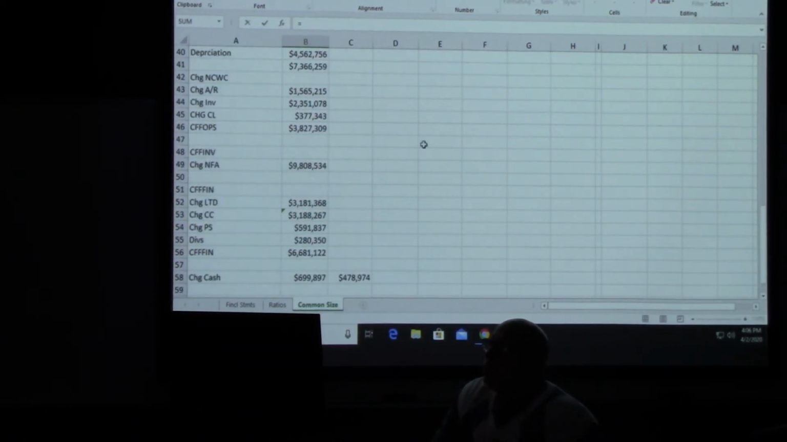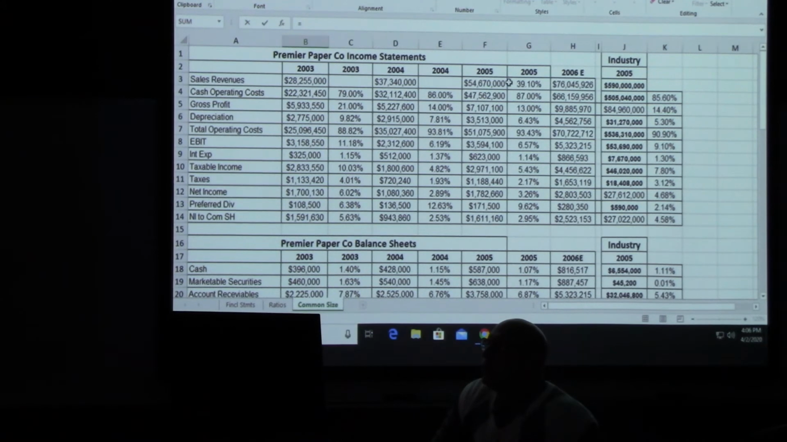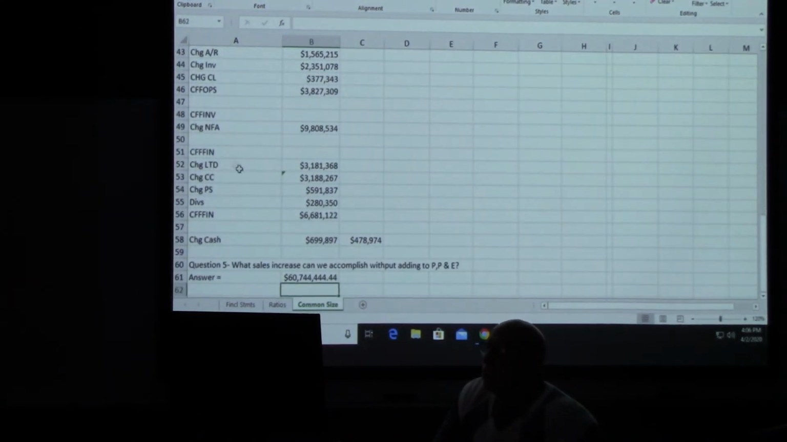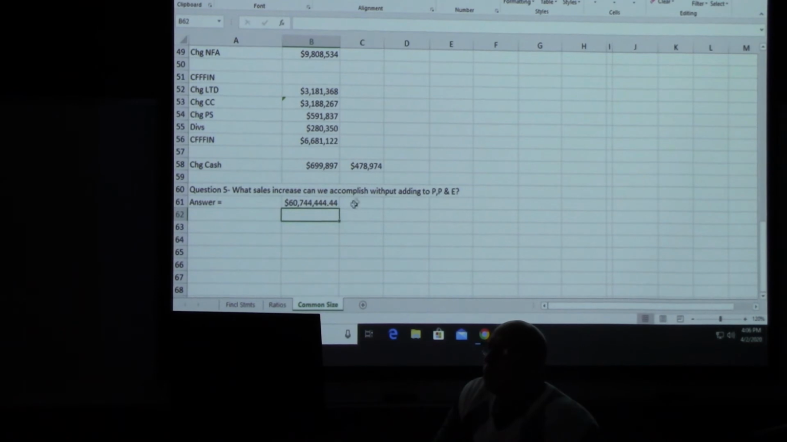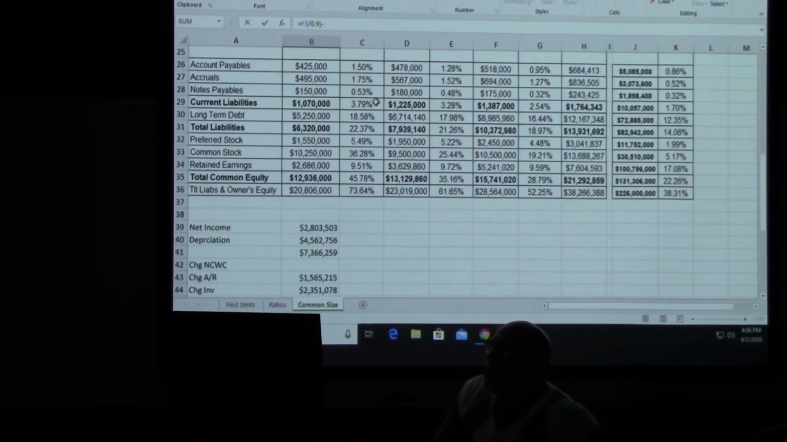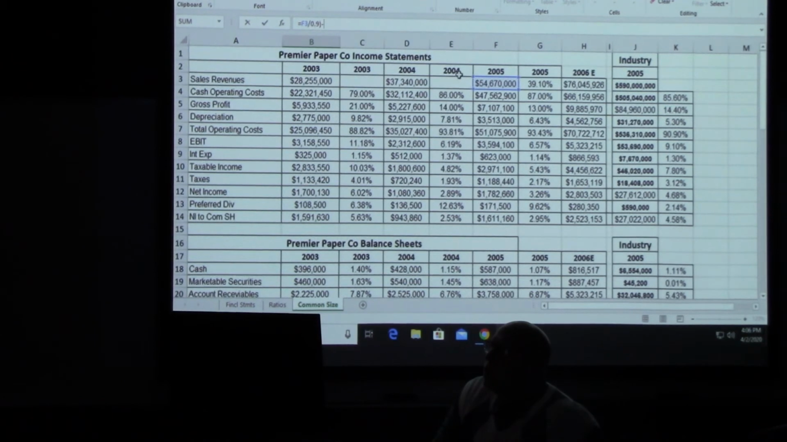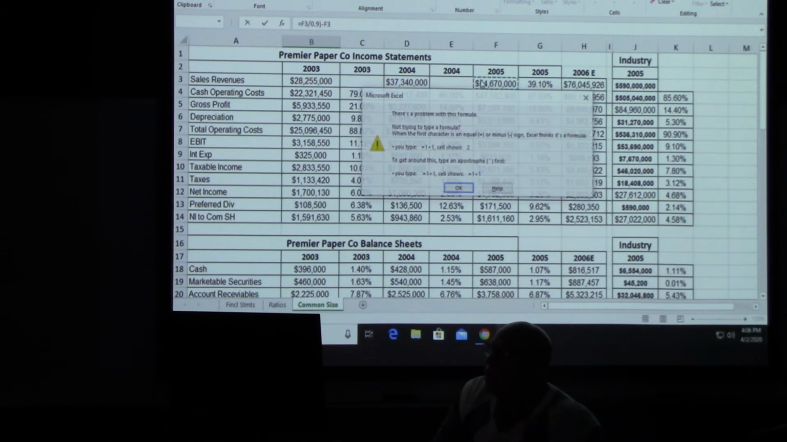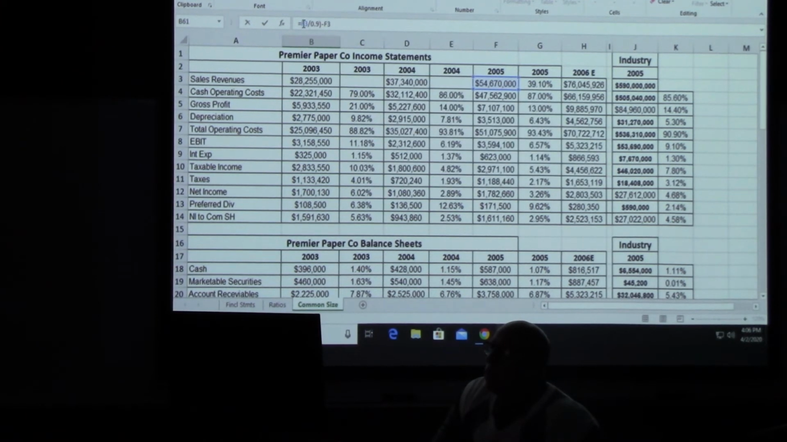equals our sales number in 2005 divided by 0.9, okay, minus our sales number. Yes, I know I'm going to need another parentheses right there.